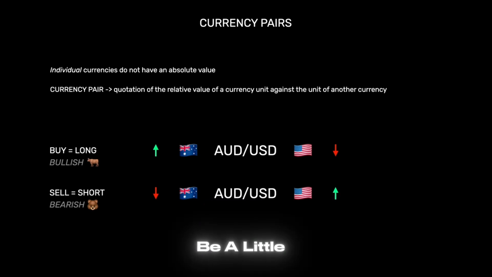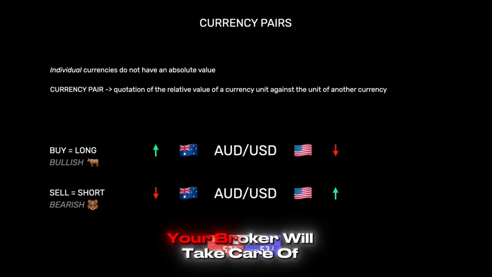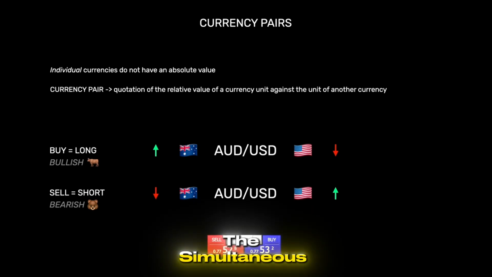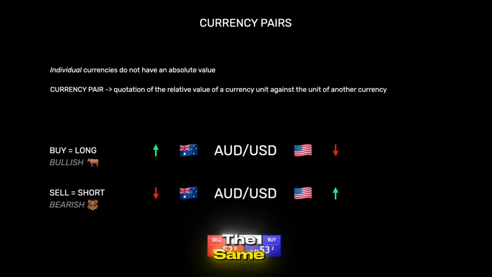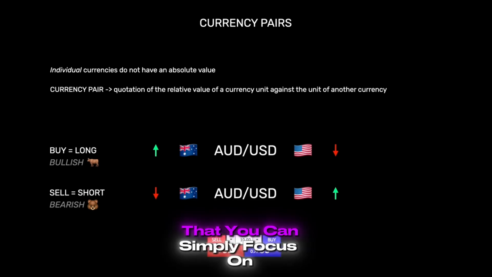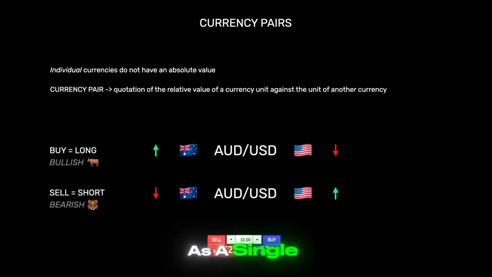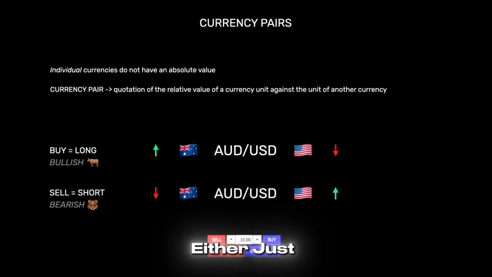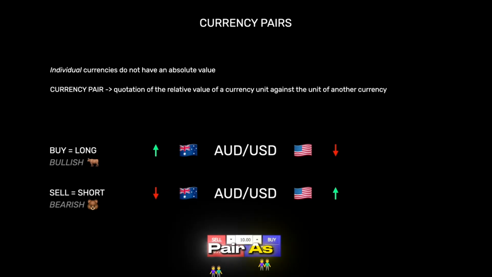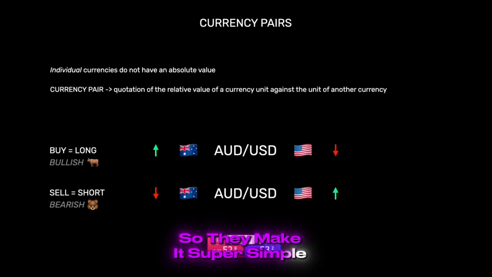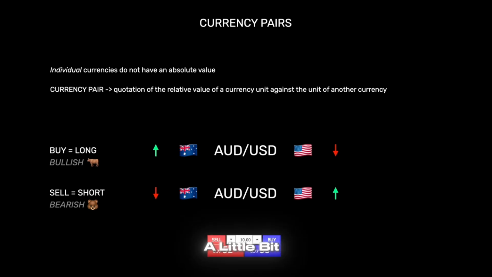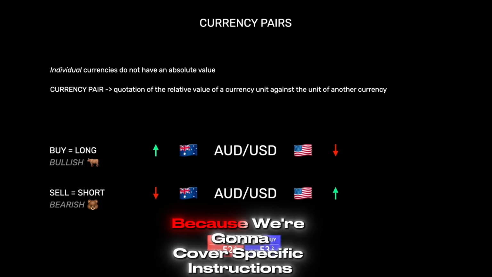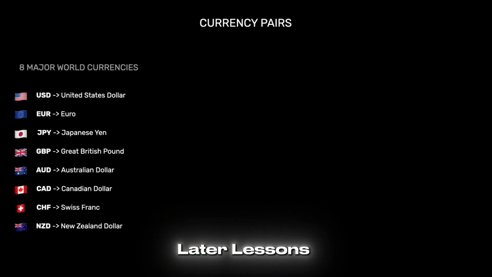Now, that can be a little bit confusing. Fortunately, your broker will take care of this, the simultaneous buying and selling at the same time. They take care of that so that you can simply focus on the pair as a single trading instrument, just like a stock. So, on your execution software, you literally either just click buy or sell on the pair as a whole. So they make it super simple for you. Now, don't worry if it seems a little bit confusing at this point, because we're gonna cover specific instructions on executing trades in the later lessons.